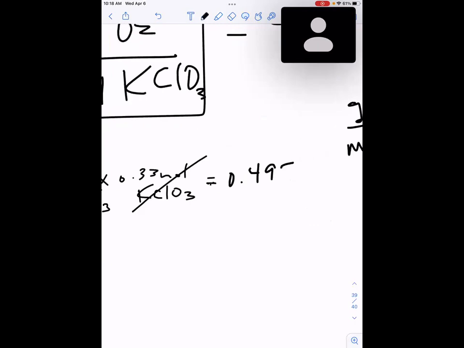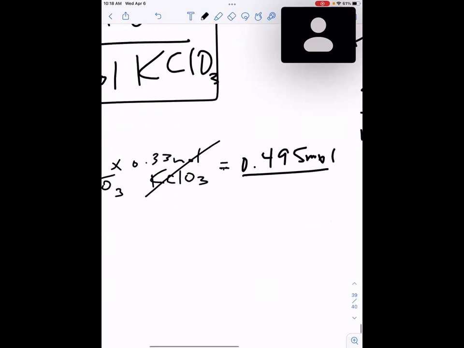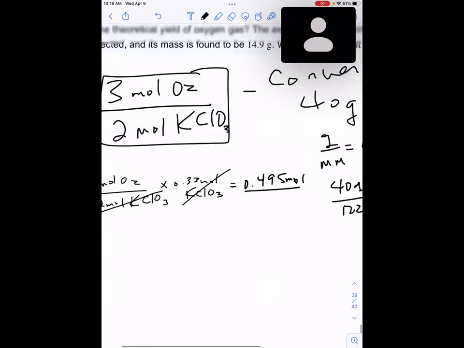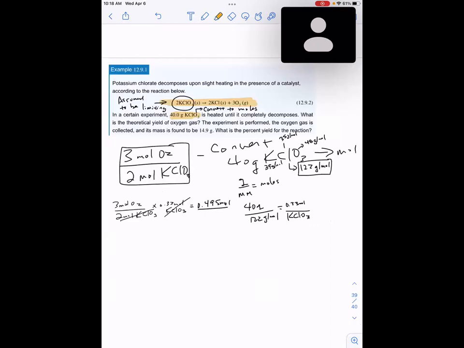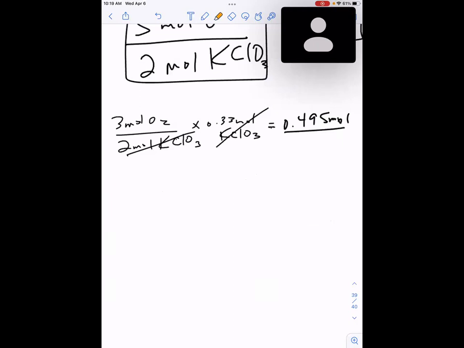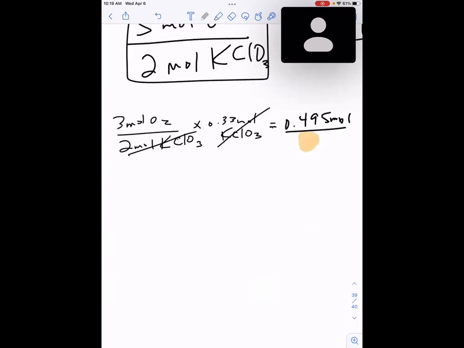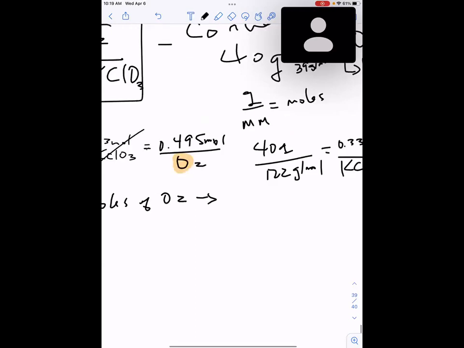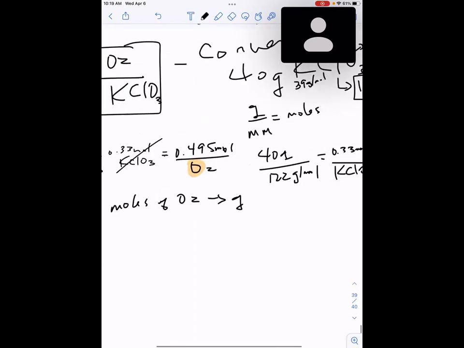0.495 moles. All right. So let's keep in mind, this is in moles. The theoretical yield must be in grams. So I need to convert moles of O2 into grams of O2.